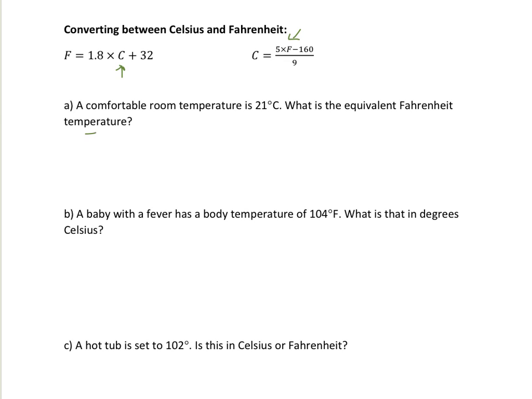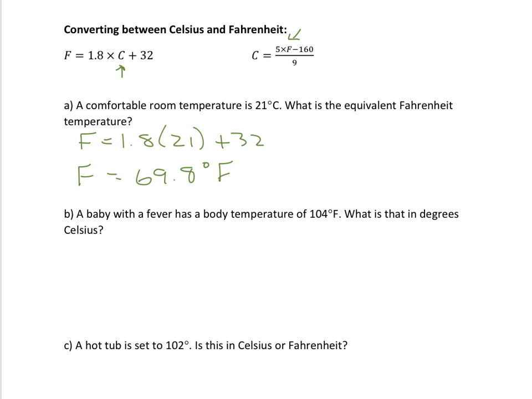So we'll use our Fahrenheit formula because that's what we want. So it's going to be 1.8 times 21 plus 32, and we can use our calculators for that and get 69.8 degrees Fahrenheit. Always be sure to include the degree symbol and capital F or capital C to denote which temperature system it is.